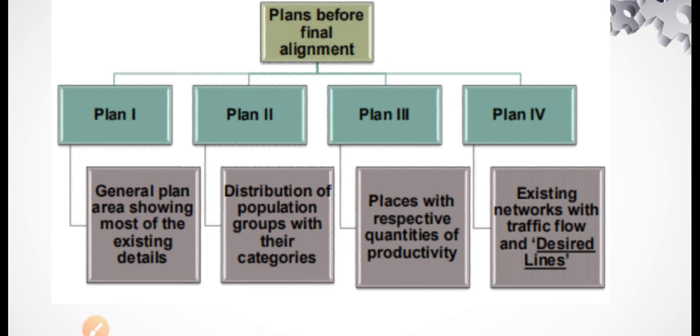Plan second is exclusively for distribution of population groups with their categories. Future trend in the population growth also should be collected and forecasted. Plan number 3 is exclusively for the places with respective quantities of productivity. Productivity may be agricultural and industrial or both. Plan 4 is existing networks with the traffic flow and desire lines.